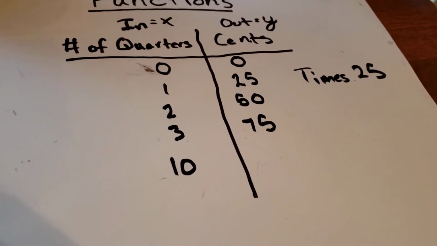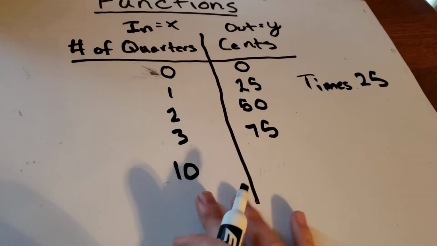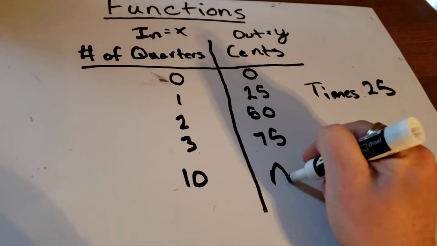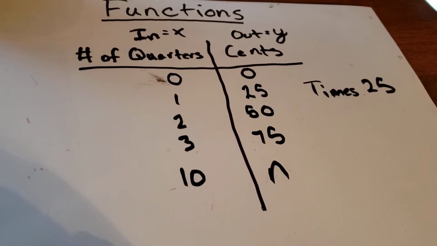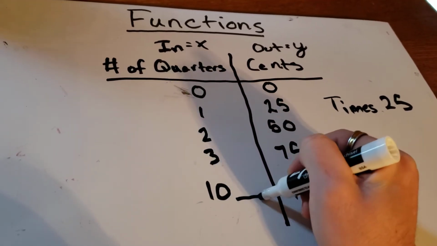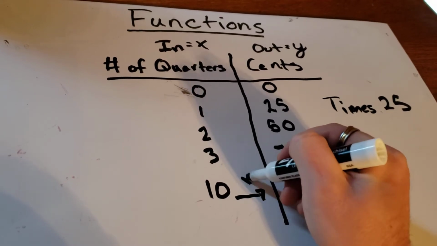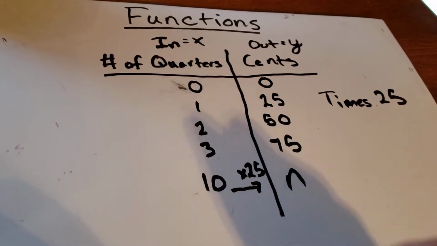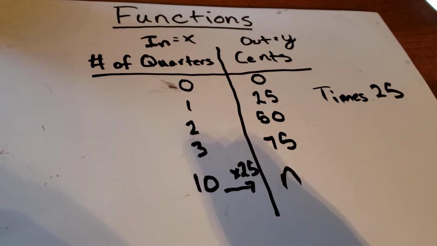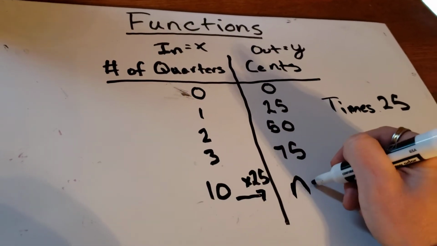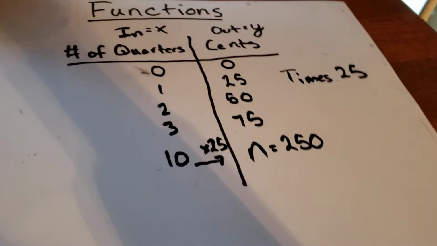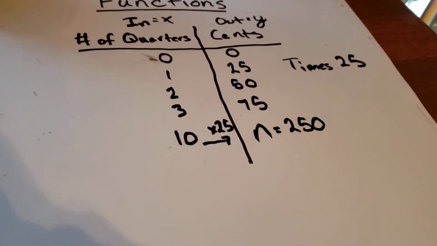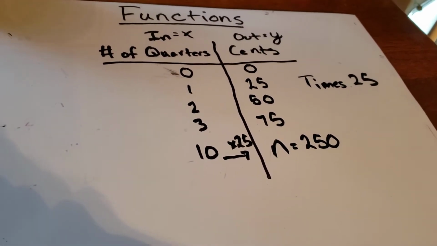We then can use that rule to solve for a missing number. So how many cents would 10 quarters be? So we take 10, our input, multiply it by our rule we just found, which is times 25. So 10 quarters would give us 250 cents. So we can use that rule to find and solve for a missing piece.